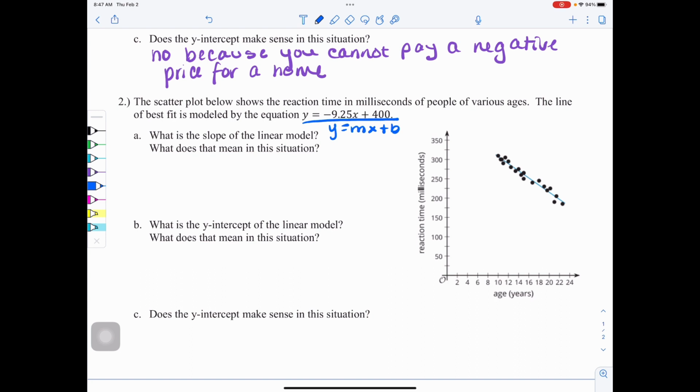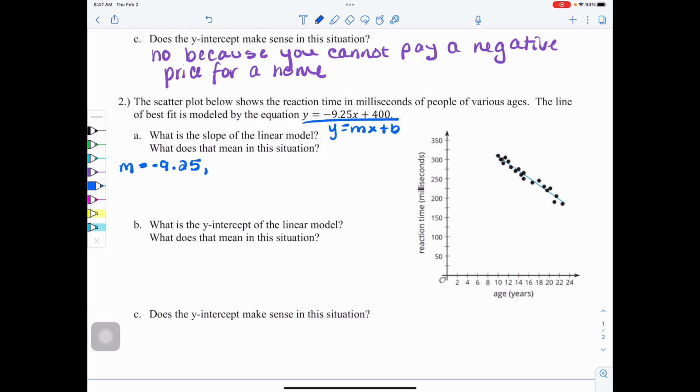And I see a negative trend or a negative direction here, association, because as my x value is going up, which is my age, my reaction time, my y value, is coming down. So that's why you'll see a negative slope in question A. What is the slope of the linear model? The number in front of x is the slope. So that slope is negative 9.25.